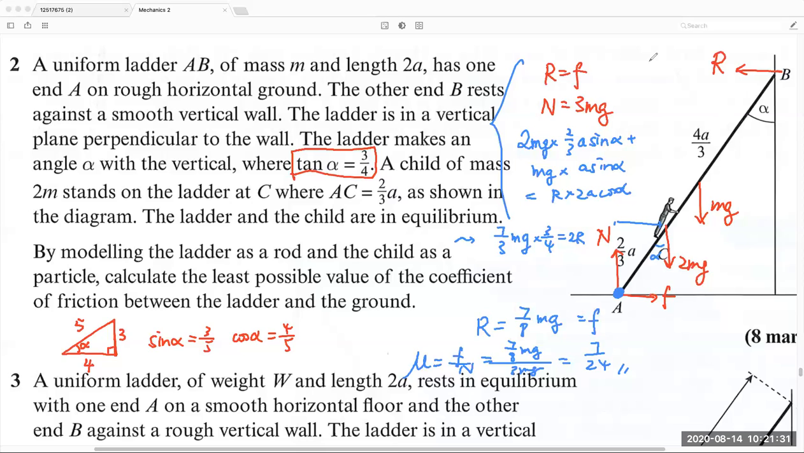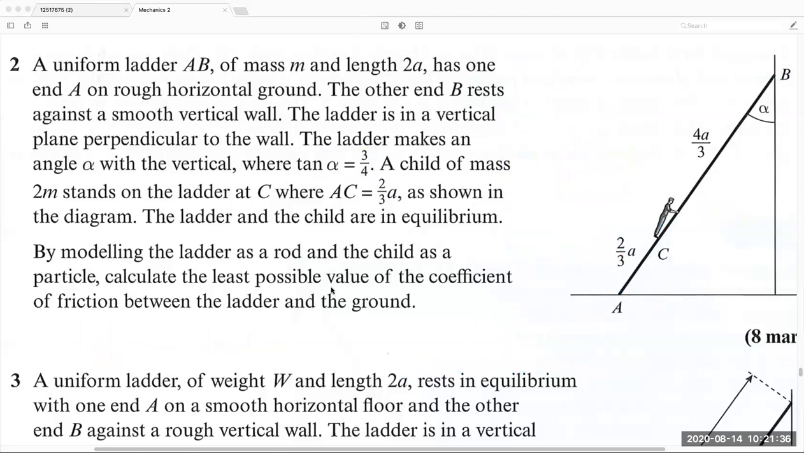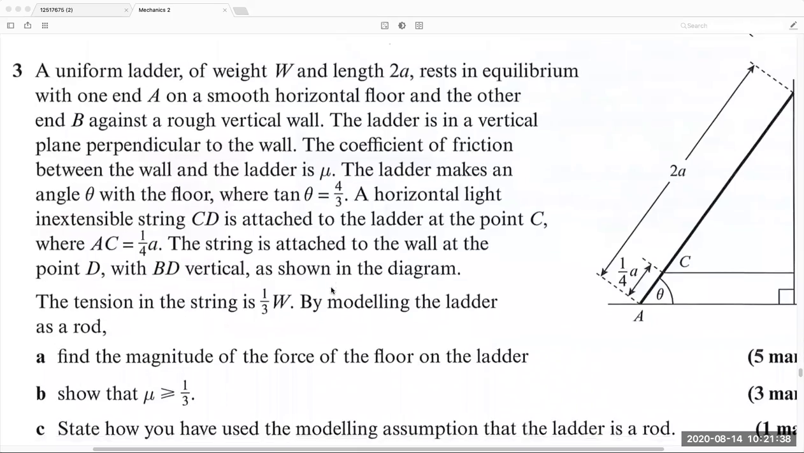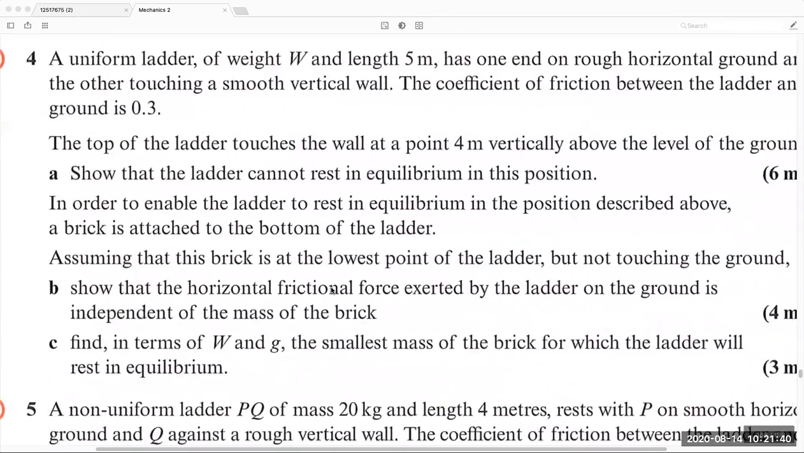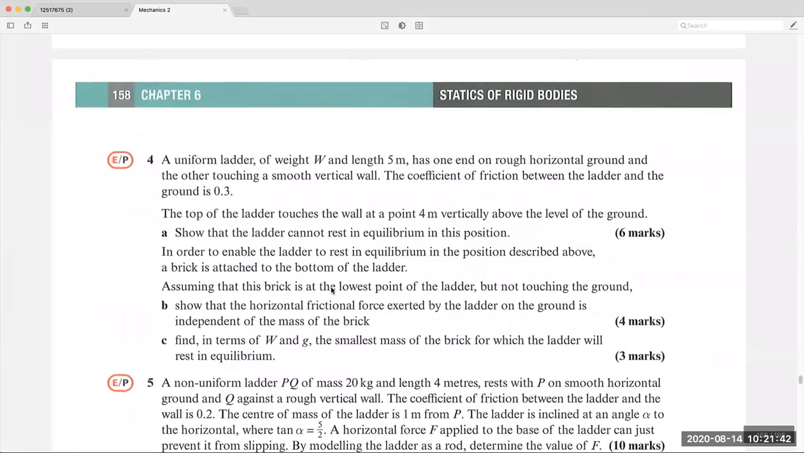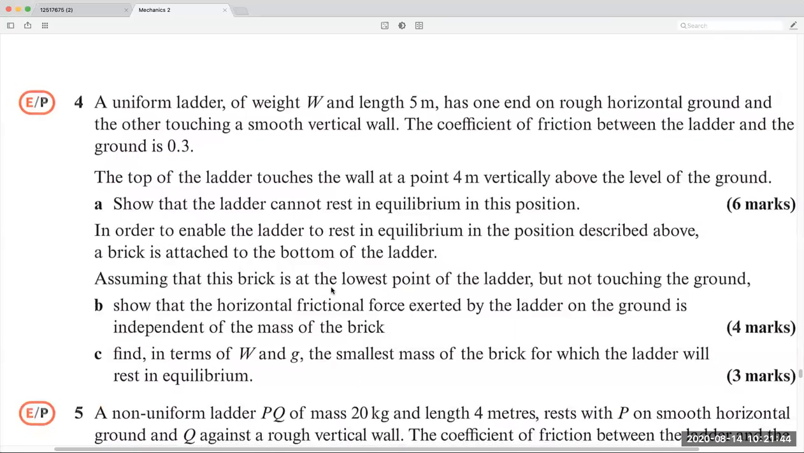So in fact, let's go on to the next question. This one is all about the ladder, okay? So easy. I'll give you some time to do it, and then we try to do a part of the mechanics too. Some past paper together.